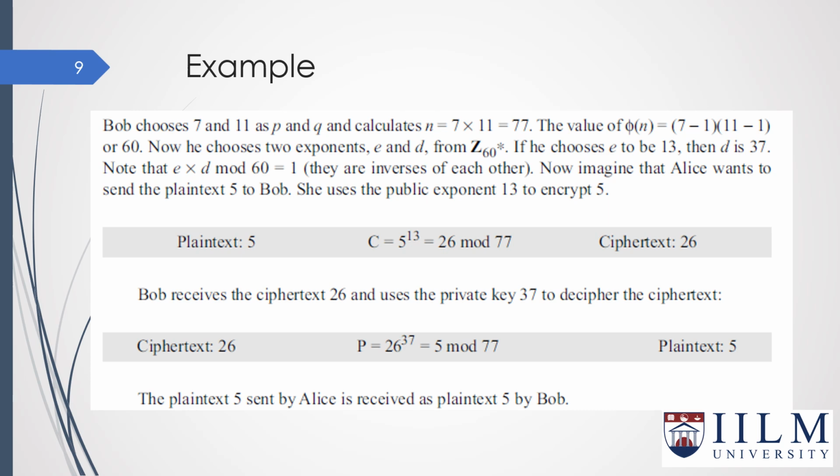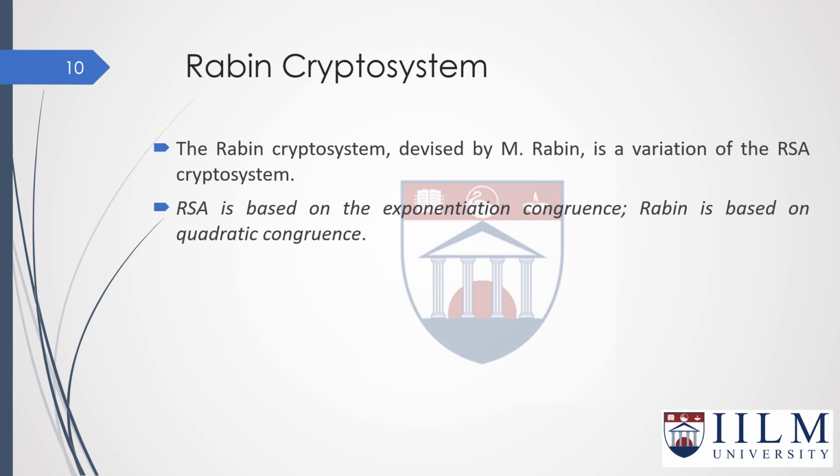Next, we are moving towards another crypto system that is asymmetric in nature, that is the Rabin crypto system. The Rabin crypto system was devised by M. Rabin. It is just a variation of the RSA crypto system. RSA is based on exponentiation congruence. Rabin is based on quadratic congruence. So here instead of equal to, we need to put congruence modulo or similarity symbols.